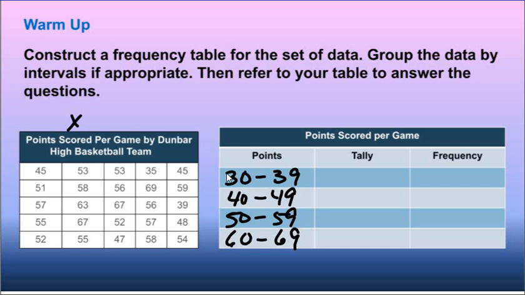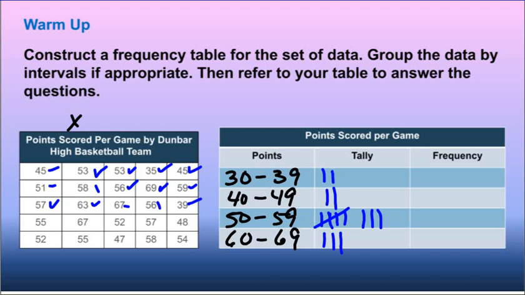And now I look here, and I'm going to go one by one and put a tally mark where those points land. So 45. 45 is in the 40s, so I put a tally mark there. 53 is in the 50s. 53, another one here. 35 is in the 30s. 45 is in the 40s. 51 in the 50s. 58 is in the 50s. 56 is in the 50s. 69 is in the 60s. 59 is in the 50s.